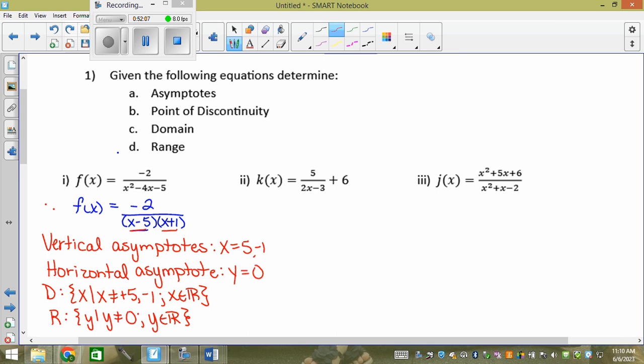We're going to skip 2 for a second because it's not a full fraction. It uses different rules. It's in transformed form. So let's look at 3. For 3, I have to factor the numerator and the denominator. I'm going to get x plus 2 and x plus 3 in the numerator. And in the denominator, I'm going to get x plus 2 and x minus 1. Wait a second. We have factors that are canceling. What happens when we have factors that cancel? Point of discontinuity. So these cancel off. So I know I have a point of discontinuity.